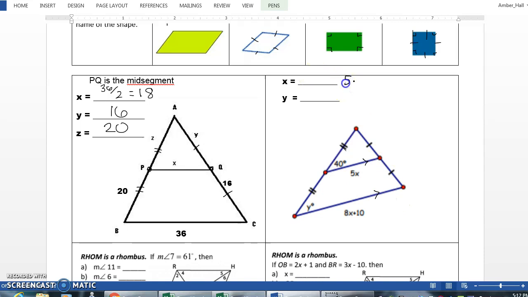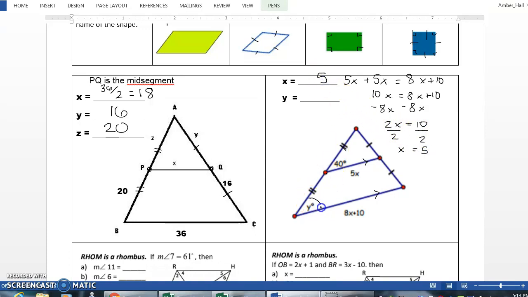So I know that 5x plus another 5x is going to equal 8x plus 10. And now I can solve for x. So 10x equals 8x plus 10. Subtract 8x, 2x equals 10, divided by 2, then x equals 5.